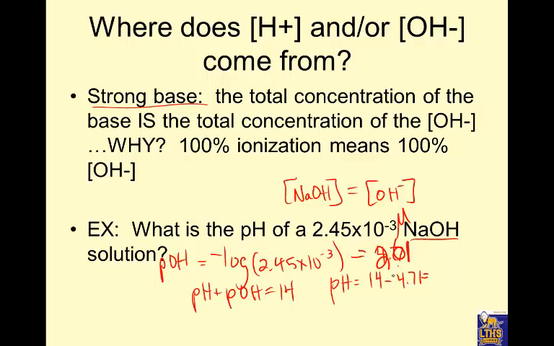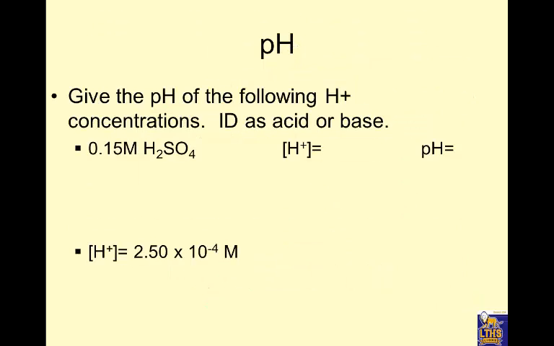So then the pH is going to be equal to 14 minus 2.61. The pH equals 11.39. Okay, which makes sense. This is a base, so the pH should be basic. All right. Now, that works as long as you know you have a strong acid or a strong base.